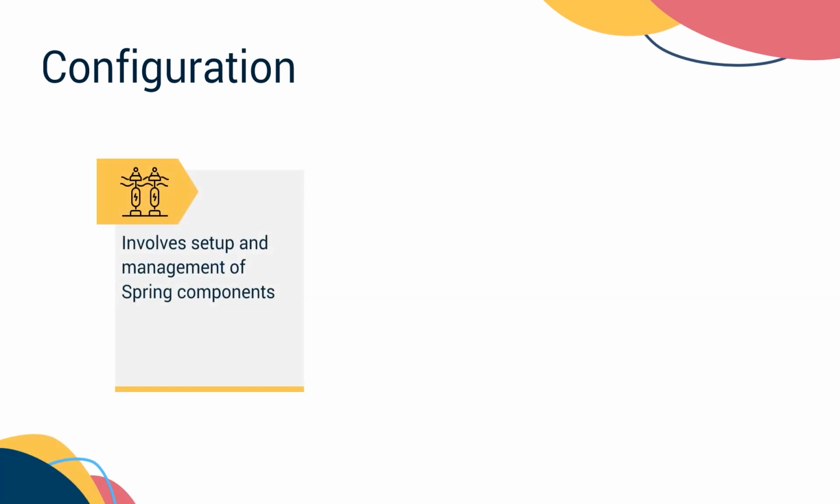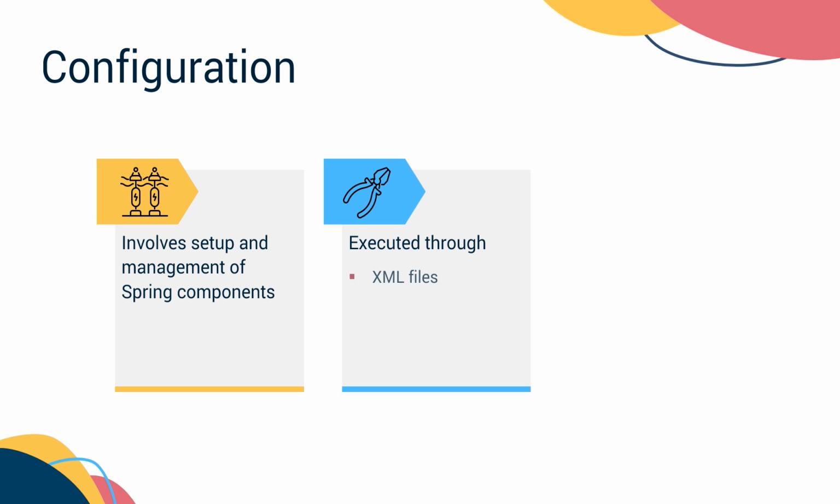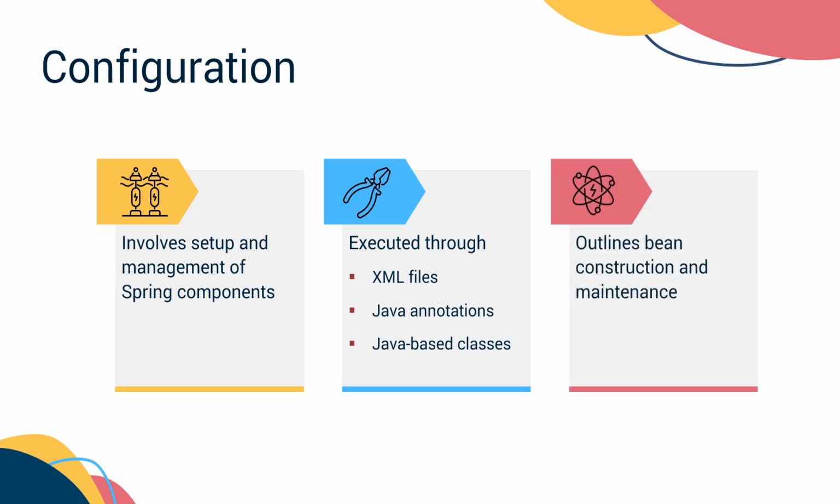Configuration involves the setup and management of Spring components. It can be executed through XML files, Java annotations, or Java-based classes. The configuration is like a building's blueprint, which outlines how each room or bean should be constructed and maintained within the structure.